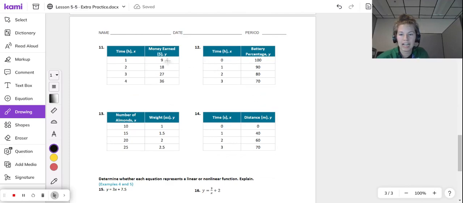Do one more. 9 to 18 is 9 over 1. 18 to 27, 9 over 1. 27 to 36, 9 over 1. So this is linear, okay? And I'll let you try those 3 on your own.